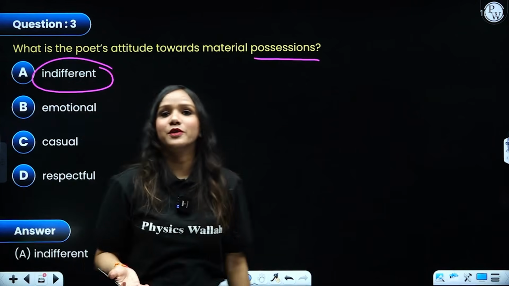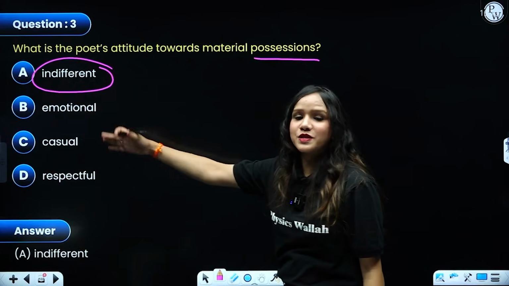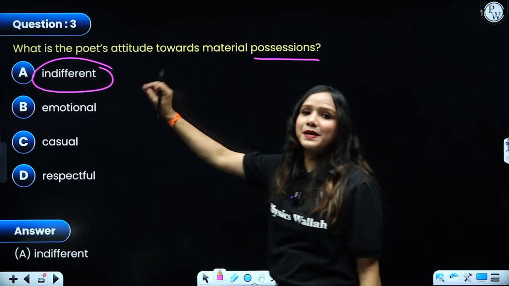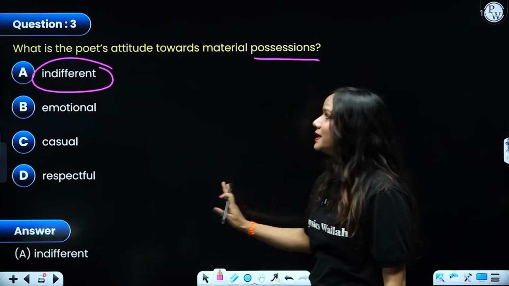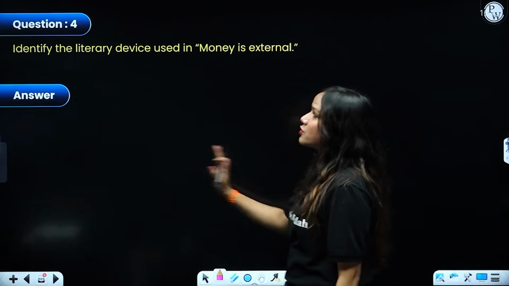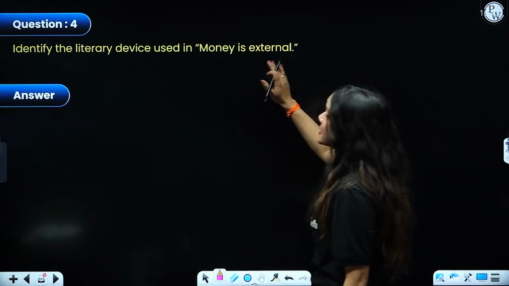So this is the most appropriate option. We don't have to focus much on this, because this is a very basic, very simple question which everybody should be in a position to answer, right? Next question. Identify the literary device used in "money is external."